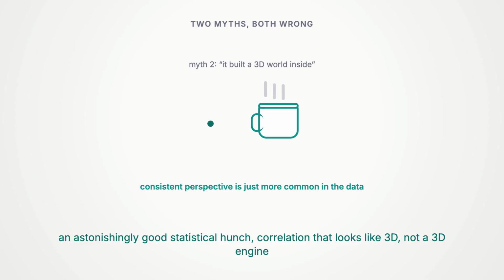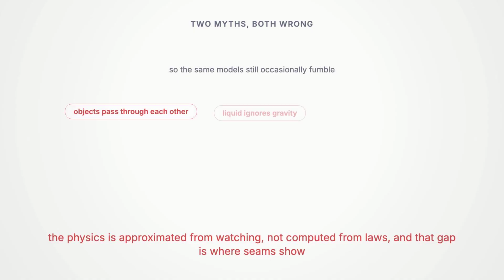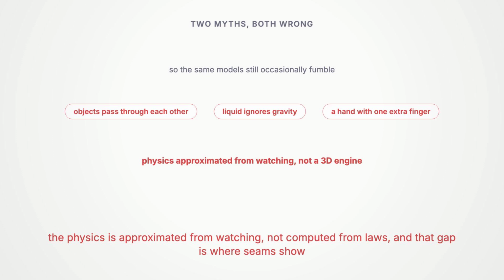This is exactly why the same models still occasionally fumble. Objects that quietly pass through each other. A poured liquid that does not quite obey gravity. Hands, famously, with one finger too many. The physics is approximated from watching, not computed from laws, and that gap is precisely where the seams still show.